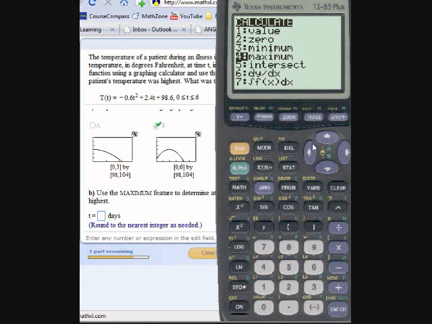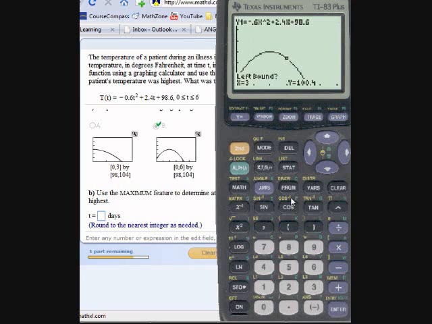So let's go. I hit max, and this thing pops up called left bound. Well, left bound means, and you could almost think of a better way of saying this, left side of the top here. That's what it means. Now if we were looking for the min, it would be the left side of the minimum, or the bottom. This is the left side of the top.